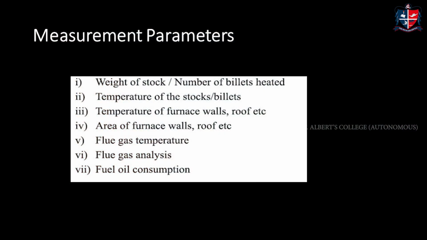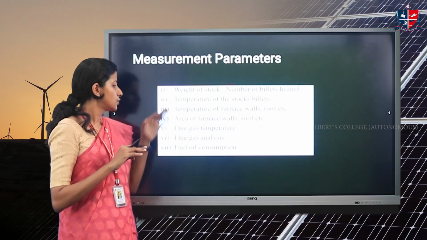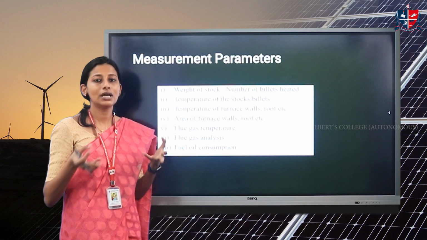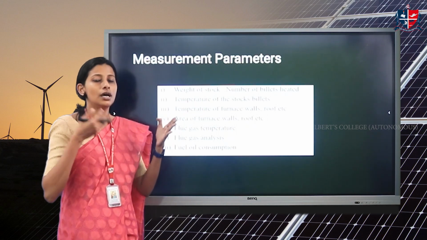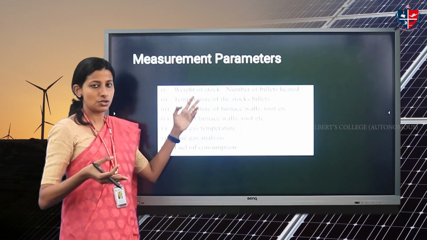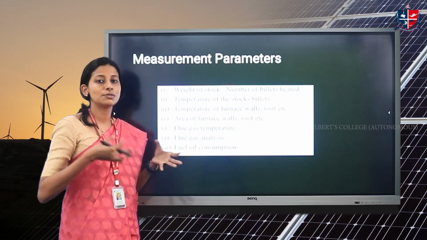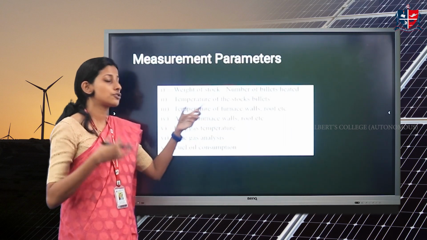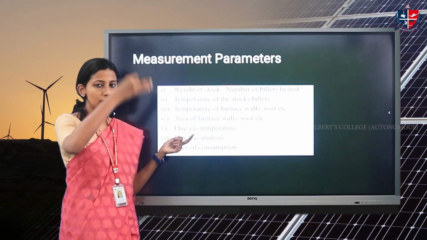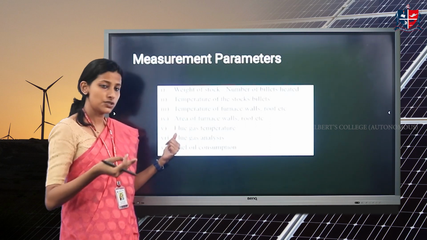So what are the parameters to be measured? We are measuring the total input, and there are losses. One is the weight of the stock. Only then can you know the tons per hour, the quantity of material that is processed. To know that, you need to measure the stock, also called billets. Then you need to know the temperature at which it is being fed. Also, the temperature of the furnace walls, the area of the furnace, and the flue gases, the waste smoke that comes out of the furnace, whose temperature has to be measured.